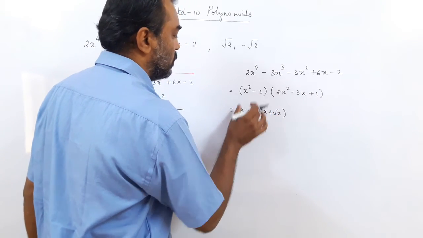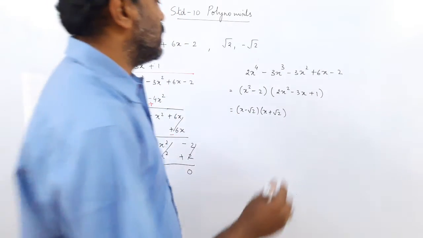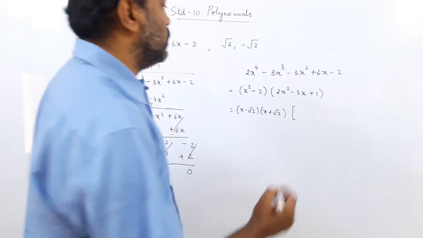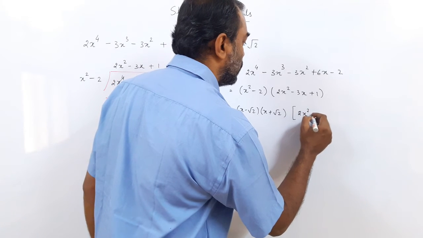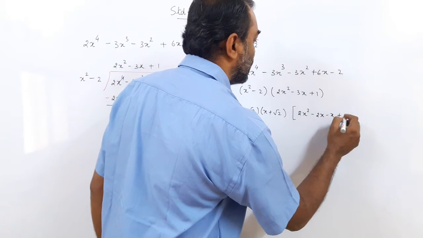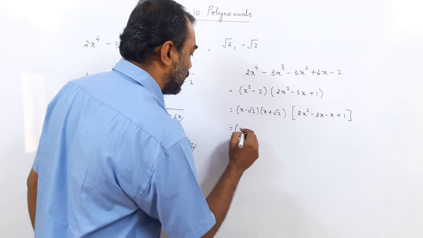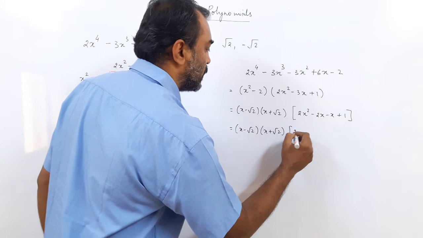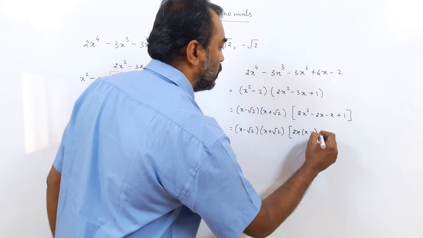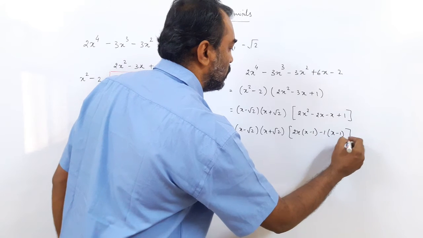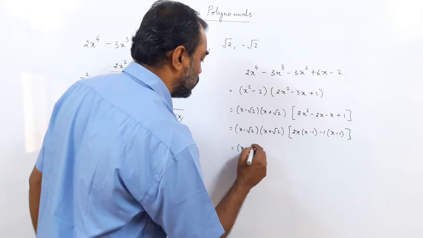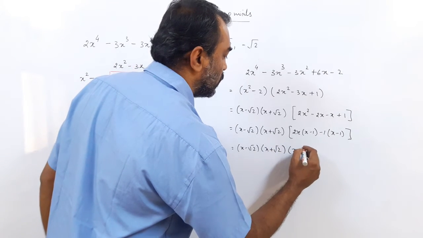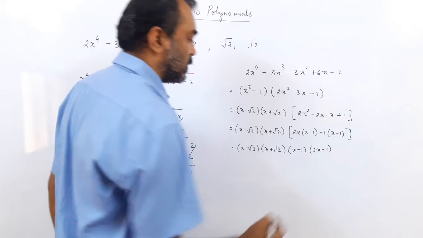I break it up again into the factors. And how will we factorize this? We have done quadratic equation in the 9th standard, splitting the middle term. This can be written as 2x square minus 2x minus x plus 1. So we get x minus root 2 into x plus root 2, 2x common, x minus 1, minus 1 common, x minus 1. So we have x minus root 2, x plus root 2, then x minus 1 comes out common and 2x minus 1 comes out common.